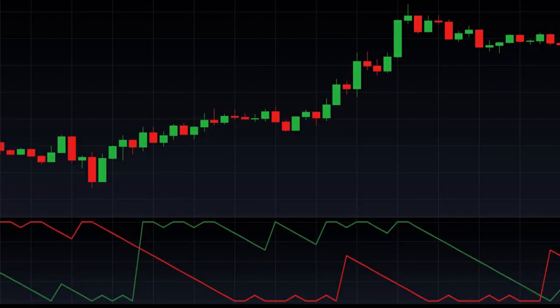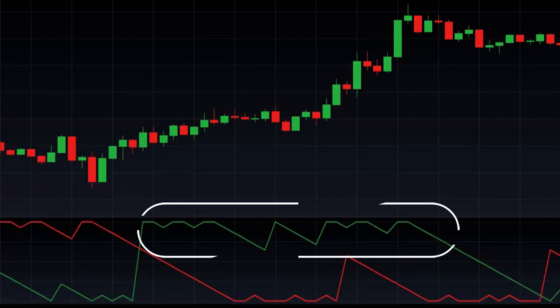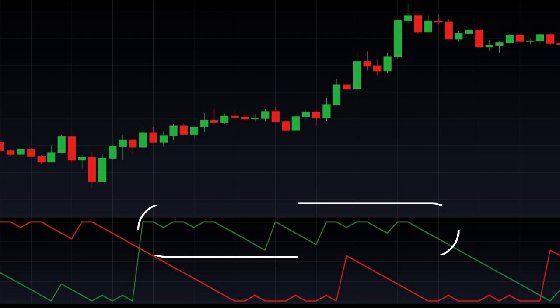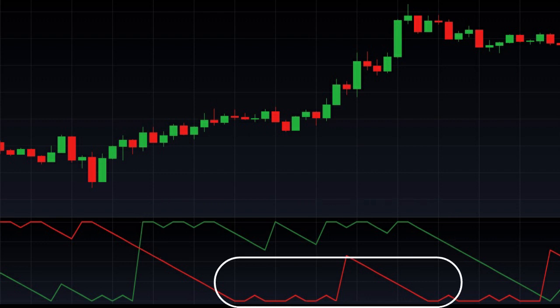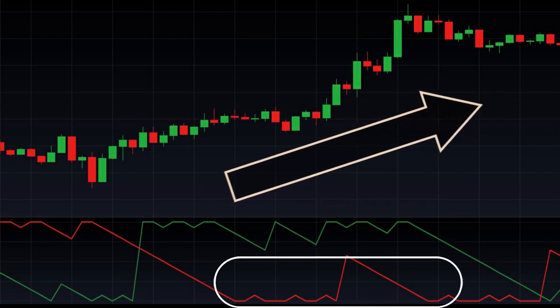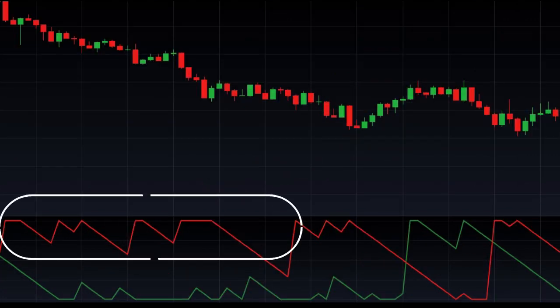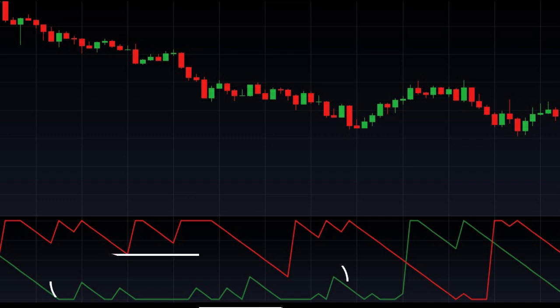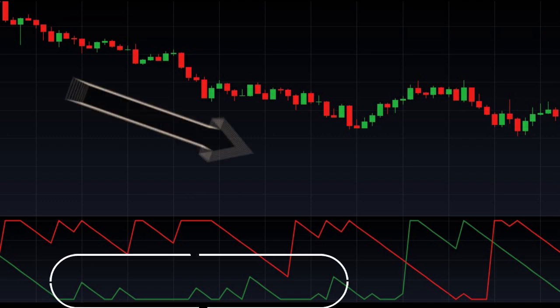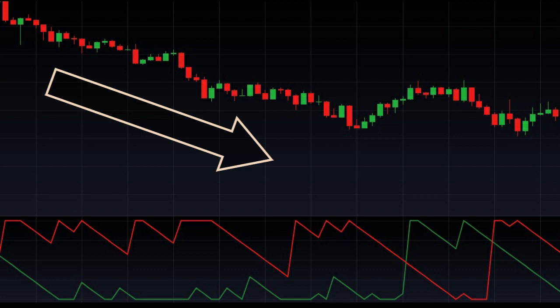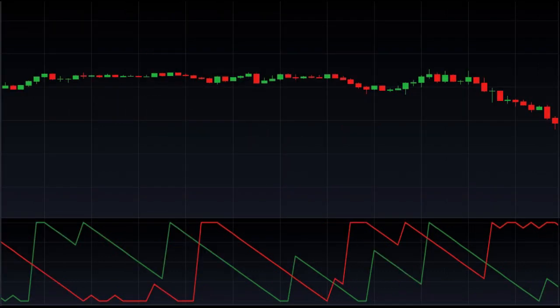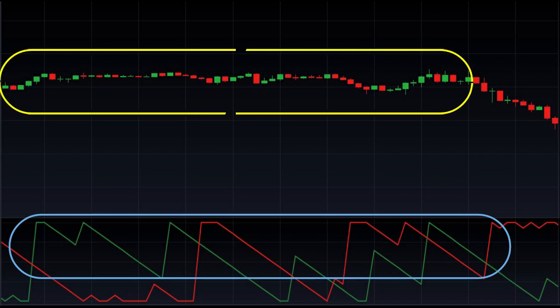When the Aroon up line is close to the 100 level, and the Aroon down line is close to the 0 level, then the market is in a strong bullish trend. Conversely, when the Aroon down line is close to the 100 level, and the Aroon up line is close to the 0 level, then the market is in a strong bearish trend. And in a sideways market, the Aroon indicator looks like this. You can see parallel lines of Aroon up and Aroon down.